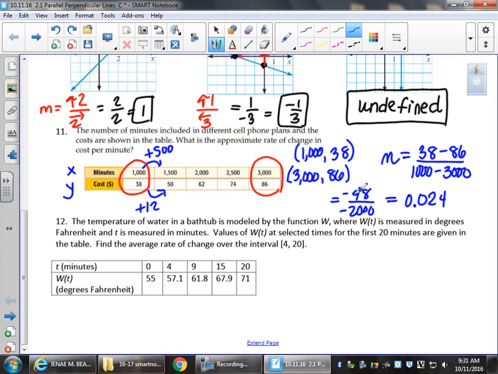What do we subtract in the numerator? X values or Y values? Y values. What's the label on the Y values? What is Y all about? Cost. So cents per, and then what did you subtract in the denominator? What values? Minutes. So that's cents per minute.